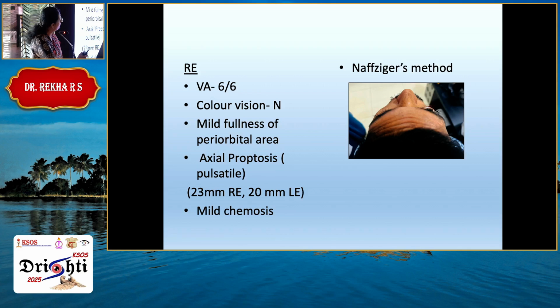On examination, all the visual parameters were within normal limits with 6/6 vision, except for a mild periorbital fullness and a 3 mm axial mildly pulsatile proptosis on the right side, which is evident by Naugsiger's method on the right hand side.